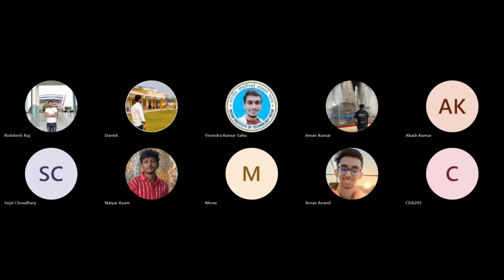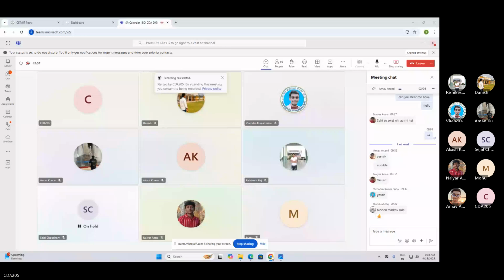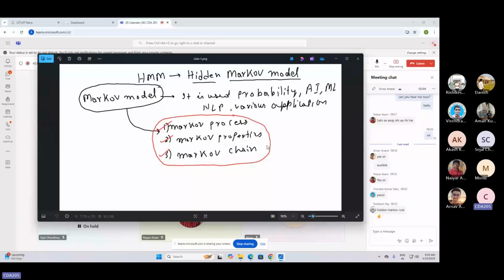Okay. So in the last class, which date was it? Let me check. 11th. Yeah, Markov model rules we were going through. So I can go through the revision of that. Can you see the screen?